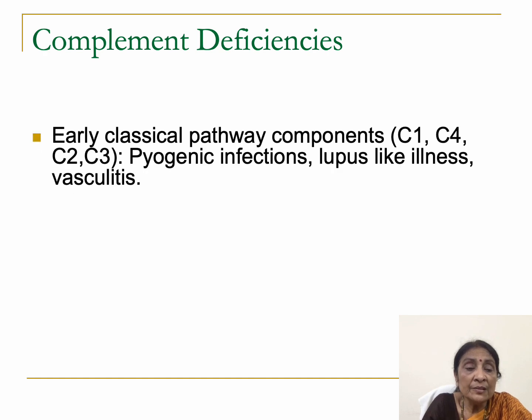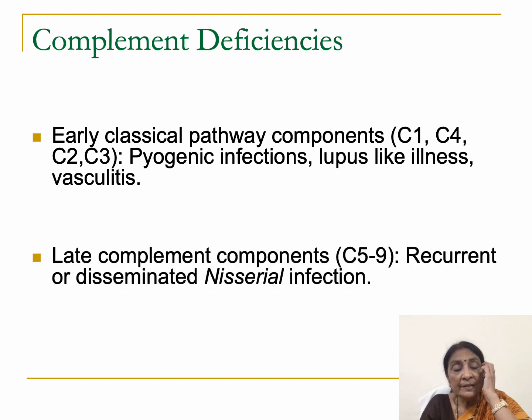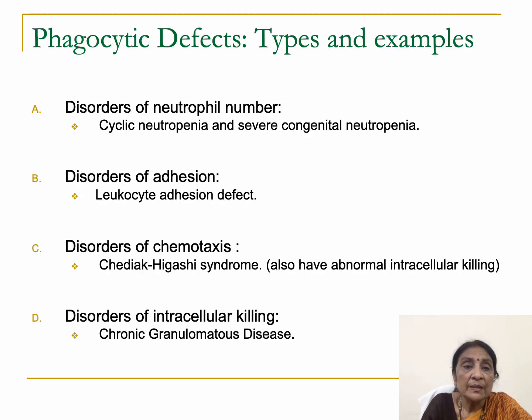Complement deficiencies: we have the early classical pathway, that is C1, C4, C2, and C3. It manifests as pyogenic infection, lupus-like disease, and vasculitis. And the late components of complement are C5 to 9, with recurrent or disseminated Neisserial infection.